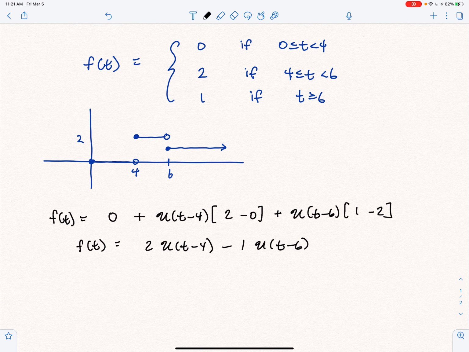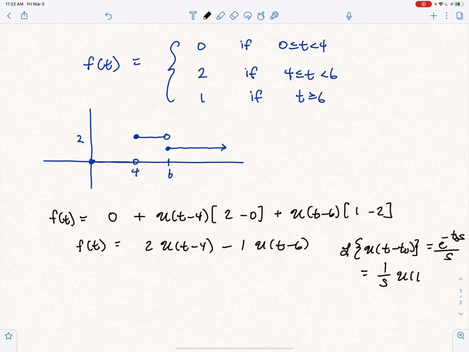Now to take the Laplace transform, remember that the Laplace transform of the unit step of t minus t0 is e to the negative t0s over s. Okay, or we could think of it as 1 over s times e to the negative t0s. And the reason why I look at it that way is because there's really a 1 in front of it, so that 1 corresponds to that 1 over s. So I think that helps us to remember a little better.